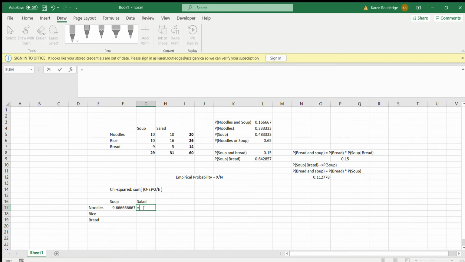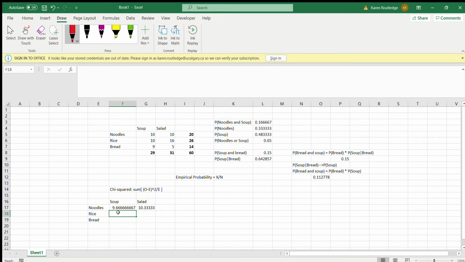For practice, let's just go fill in the rest of the table. So our noodle salad intersection means we take the salad, so our column total, times the row total, the noodles, and we divide that by the grand total. I see 10.3, well, that's also pretty close to 10.